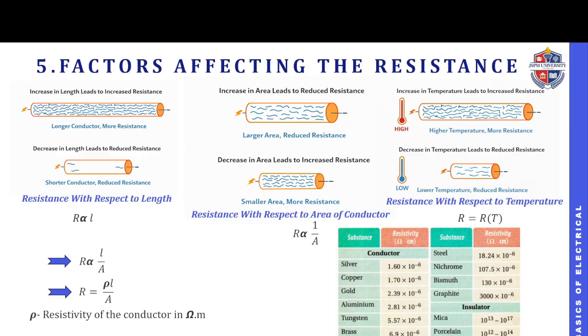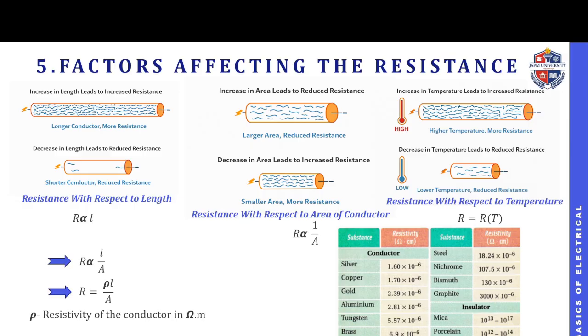So the resistivity is less, automatically resistance is less, so current flow will be more. That's why conductors have very little resistivity, and current flows well. At the same time, insulators have more resistivity, therefore current flow will be very little.